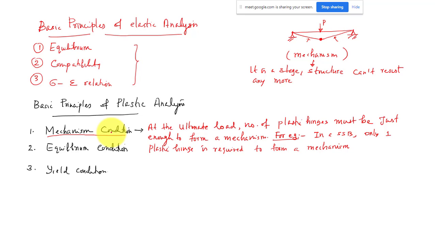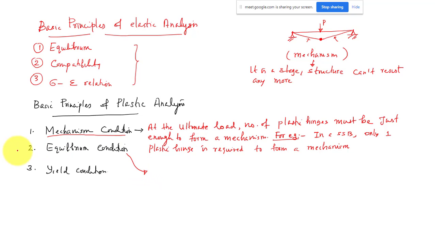Because after this, why we are doing this plastic analysis, we have to find out what is the plastic moment capacity, or we have to find what is the collapse load. So that is why at the ultimate load, the number of plastic hinges must be just enough to form mechanism. For a simple structure like a simply supported beam, you need only one plastic hinge. Then it will become a mechanism. So I will be analyzing at this stage. That is the first condition.